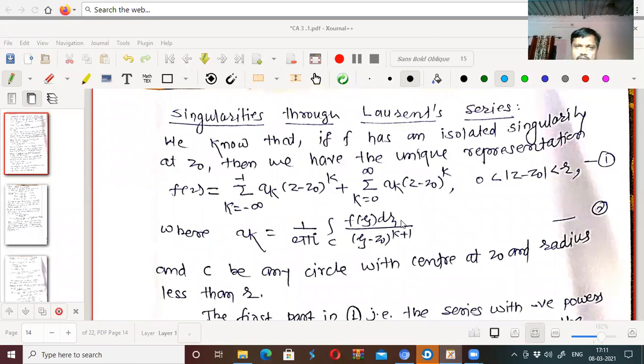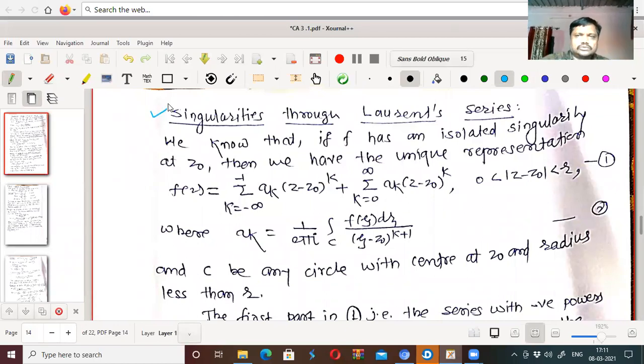In this lecture we'll discuss how to find singularities of a given function by using Laurent series expansion. We know what is meant by Laurent series expansion. If f has an isolated singularity at z0, then we have a unique representation in positive powers of z minus z0 and negative powers of z minus z0.